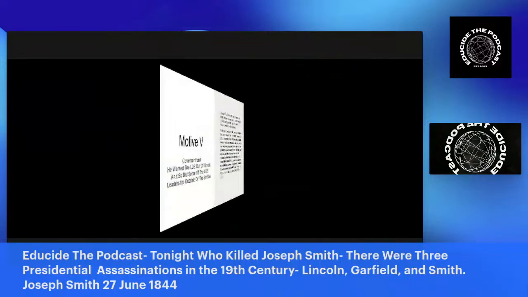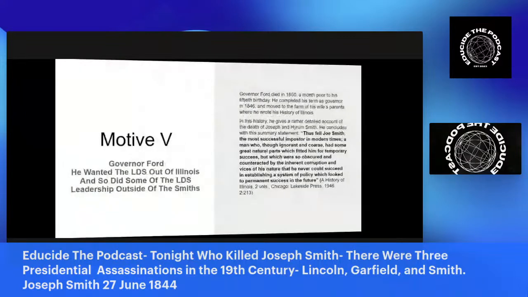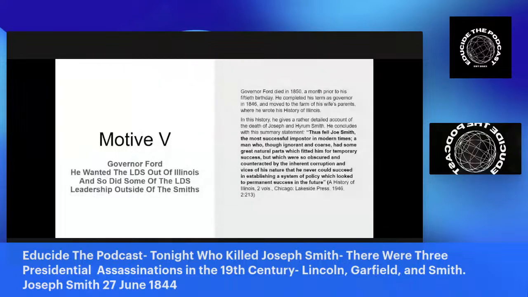Governor Ford, motive number 5. Governor Ford, he wanted the LDS out of Illinois, and he did want the leadership of the Smiths gone. Governor Ford died in 1850, 1 month prior to his 50th birthday. He completed his term as governor in 1846. He moved to the farm and spent the rest of his life. In history, he gives a rather detailed account of the death of Joseph and Hiram Smith.